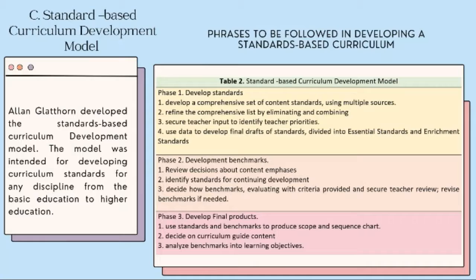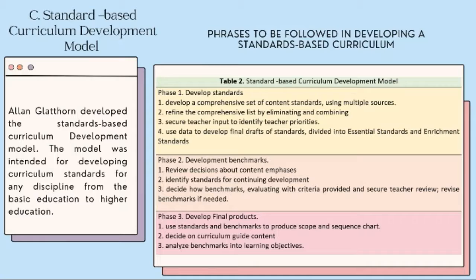It starts from phase 1, develop standards. In this phase, we must develop a comprehensive set of content standards using multiple sources. And the sources can be the learners, the society, or the discipline. Second, refine the comprehensive list by eliminating and combining. So, from an initial set of standards, it will undergo an initial refinement. It is possible to eliminate some standards, especially if they are not essential, or it is possible to combine standards into one. Also, in this phase, we must secure input to identify teacher priorities.